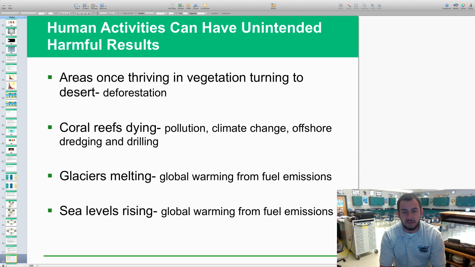Another example is coral reefs dying because of climate change. Global warming is a perfect example of a positive feedback loop. The more fossil fuels we burn, the warmer the atmosphere gets.